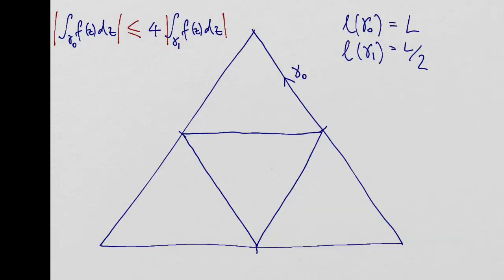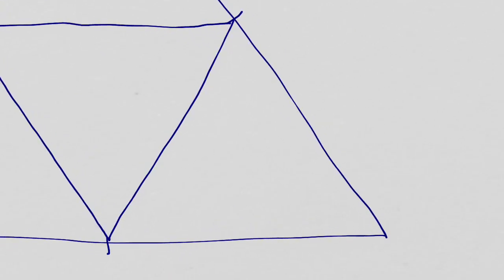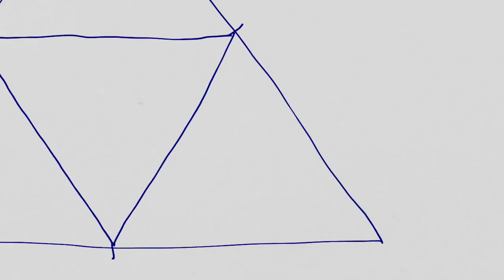Now we do the same thing again. I'm going to zoom in on my triangle gamma 1. And I want to draw the midpoints of the 3 sides and make some more triangles by joining them up. And then I get 4 more triangles, which again I could call E to 1, E to 2, E to 3, and E to 4.